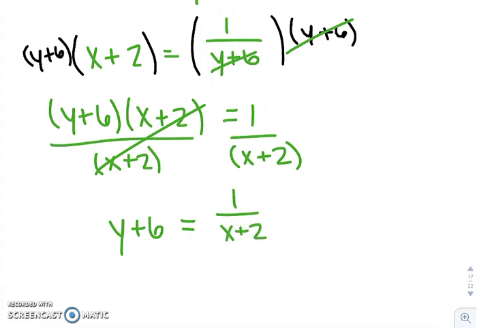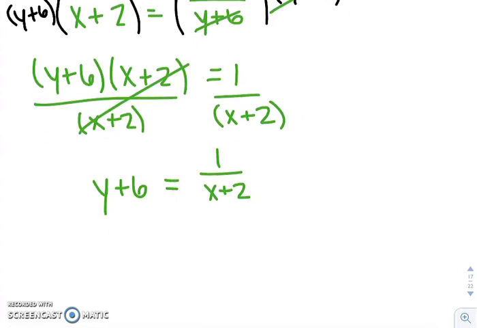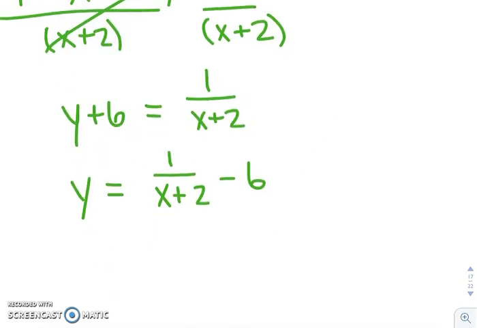And then what will be your last step to get y by itself? Subtract your 6 over. So what you had, 1 over x plus 2 minus 6. We started with f of x, so I'll write this as f negative 1 of x.